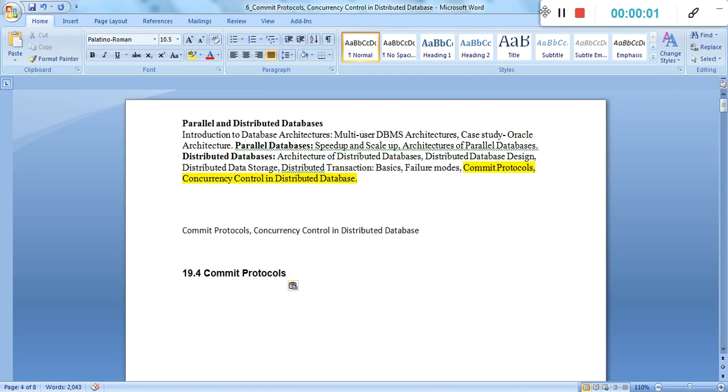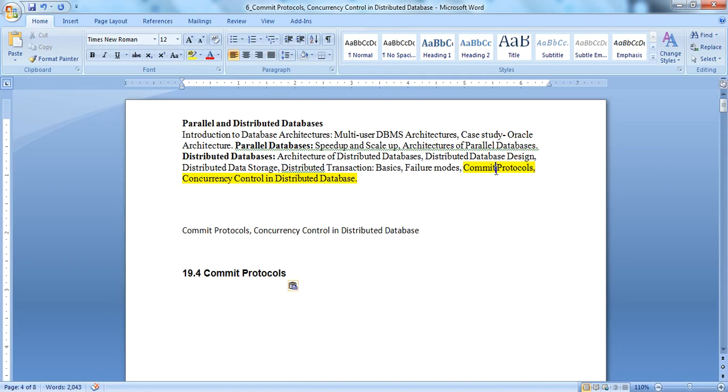Hello everyone. In this session we will learn about the next topic, the commit protocol. The commit protocol is used to recover from the failure modes of a distributed transaction. In a previous session we already covered distributed transactions, like the transaction manager, global and local, and the problems or failure modes related to distributed transactions.